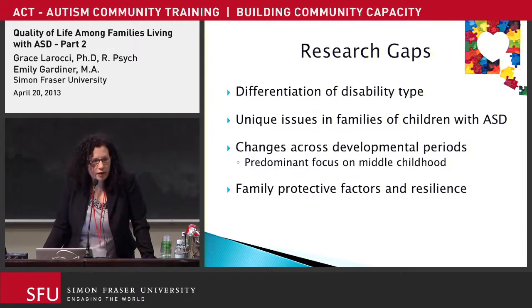And finally, the family protective factors. We know next to nothing about this. What are those things that are actually working, that families have found for themselves, that are making a difference for them? And how can we share those? How can we maximize that and bring that to other families who aren't coping so well?